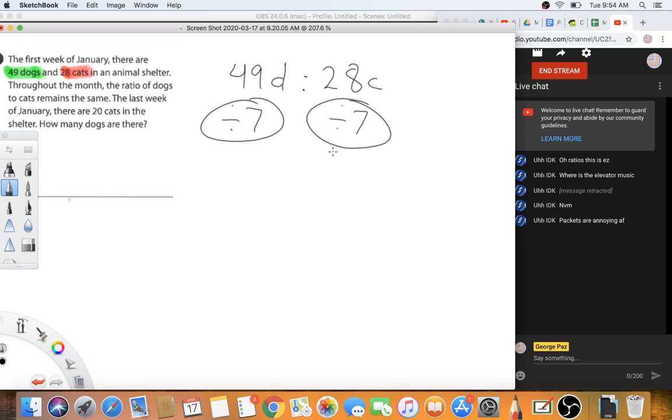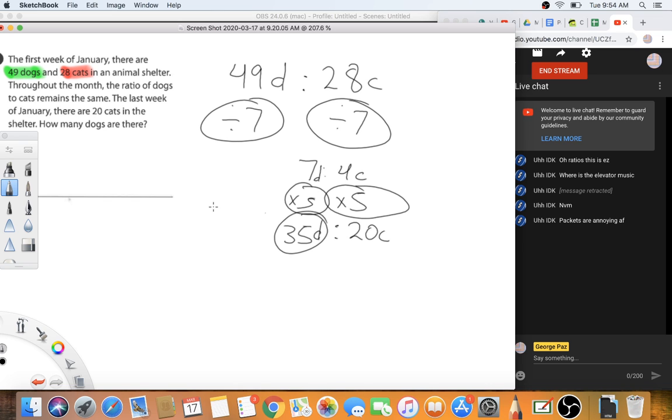28 divided by 7 gives me 4 cats. 49 divided by 7 gives me 7 dogs. So if there are 20 cats in the shelter, how many dogs will there be? 4 times what gives me 20? 5. That means we need to multiply both sides by 5. 7 times 5 gives me 35 dogs. That means that there will be 35 dogs in there.